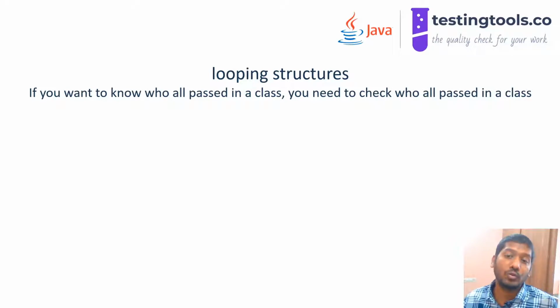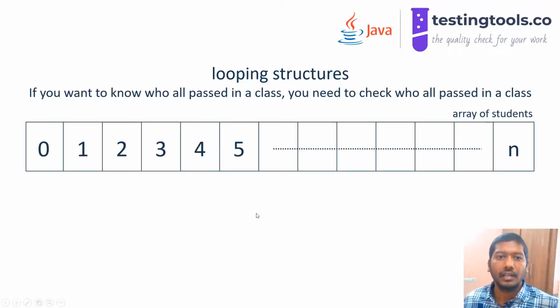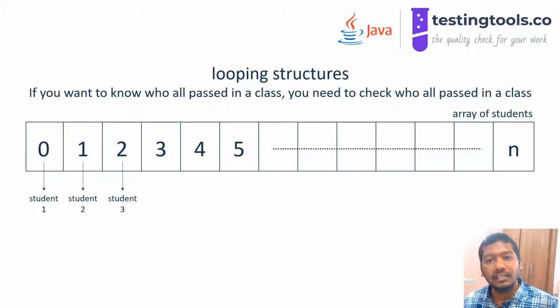But in order to find out how many students in that class have passed, you need to do certain activities. For example, we have n number of students, maybe 100 or 50 or 60, depending on the capacity of each class. We will take the first student, right? Consider that all of them have given the exams. Now we have taken the first student, and then we will take the second student, and then the third student. Like that we will take the n number of students.